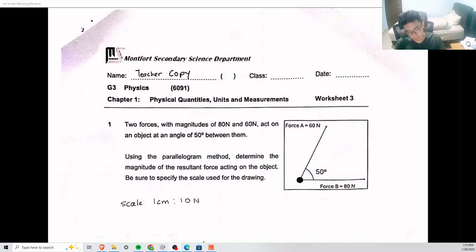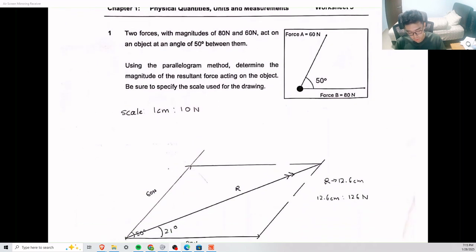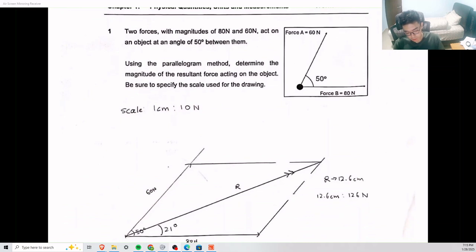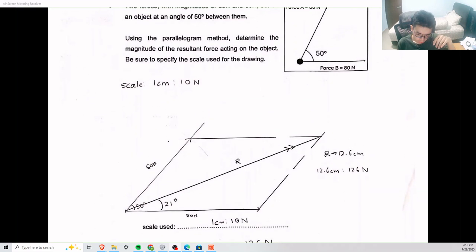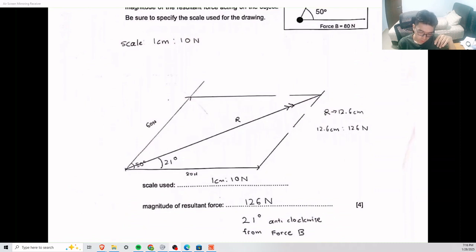the problem. Okay, so question 1: two forces, 80 newtons and 60 newtons, act on an object with an angle of 50 degrees between them. I instructed you to use the parallelogram method because the two vectors are acting on the same point. They start from the same point. So, a scale of 1 cm to 10 newtons, reasonable scales.